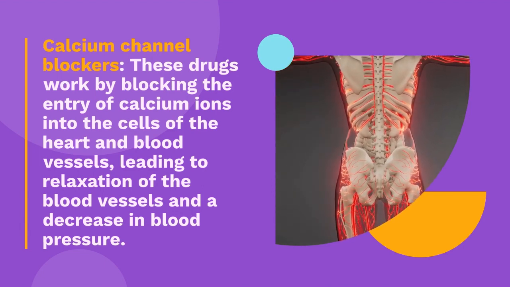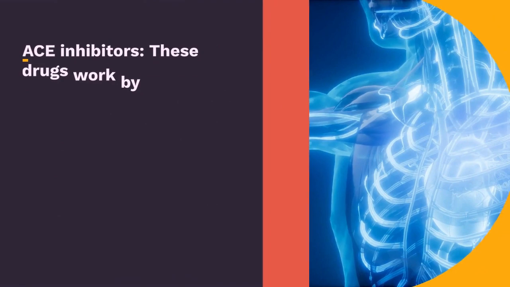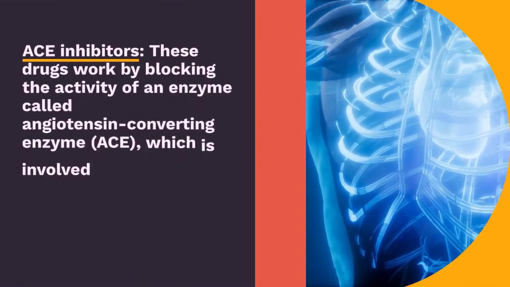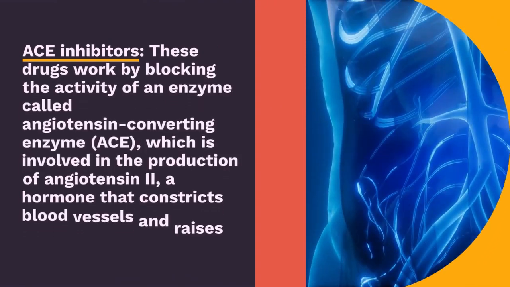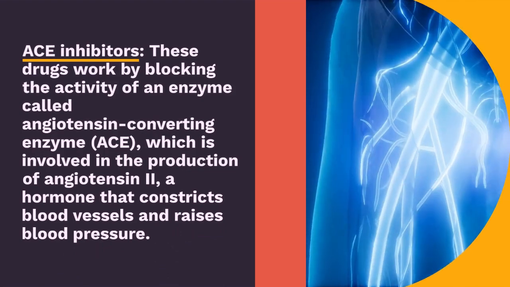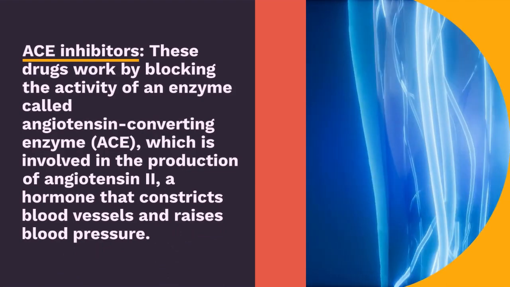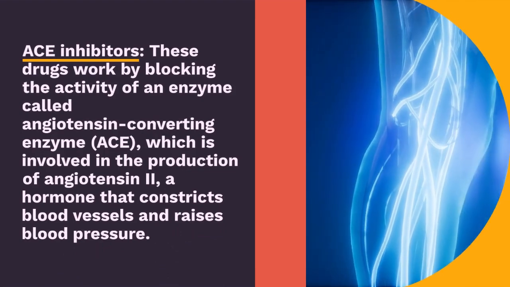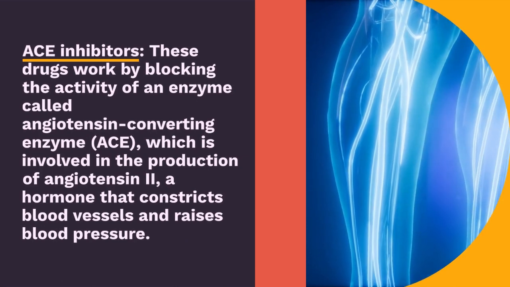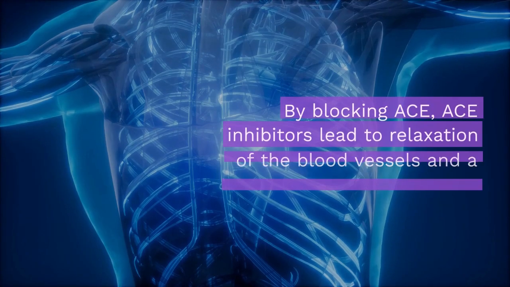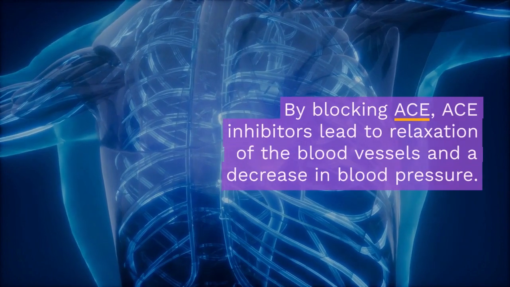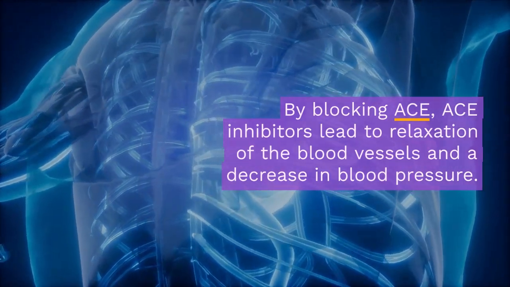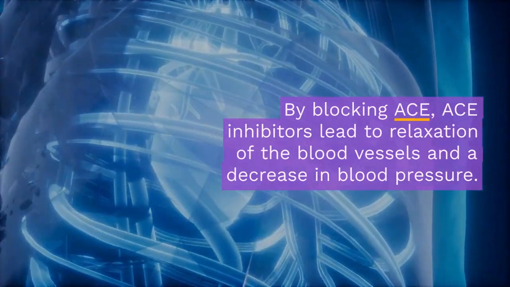ACE inhibitors. These drugs work by blocking the activity of an enzyme called angiotensin converting enzyme, ACE, which is involved in the production of angiotensin II, a hormone that constricts blood vessels and raises blood pressure. By blocking ACE, inhibitors lead to relaxation of the blood vessels and a decrease in blood pressure.